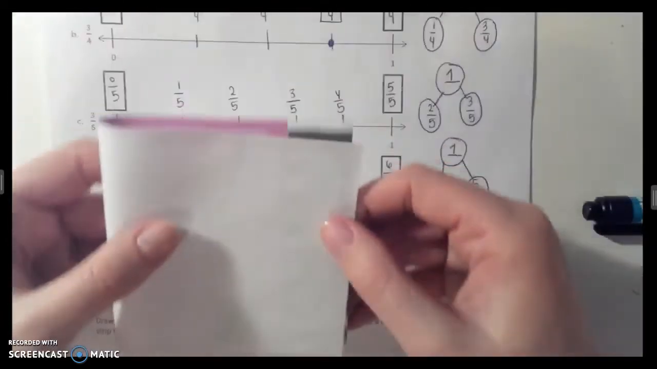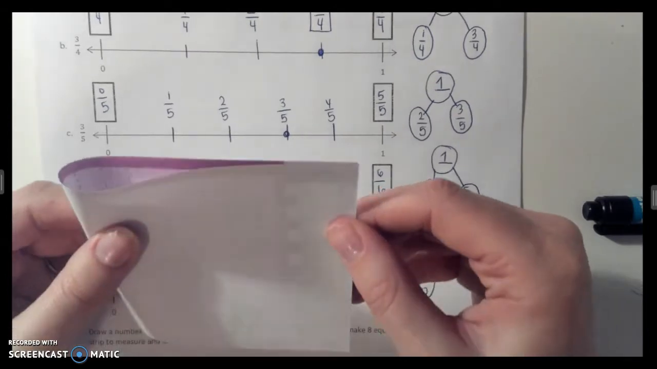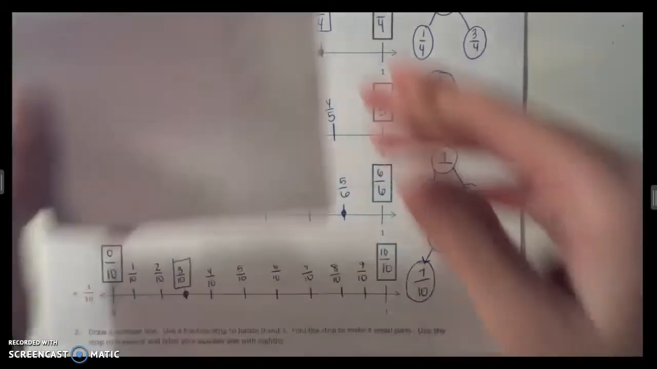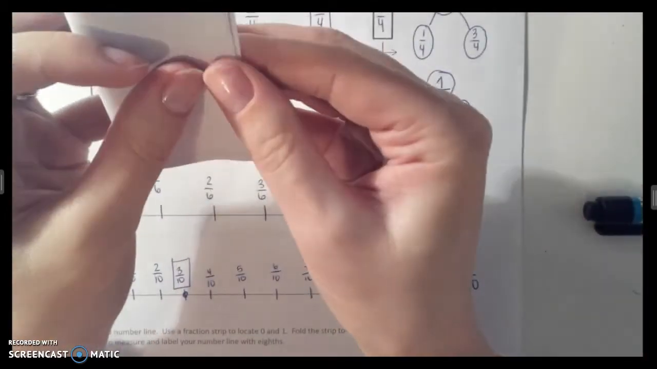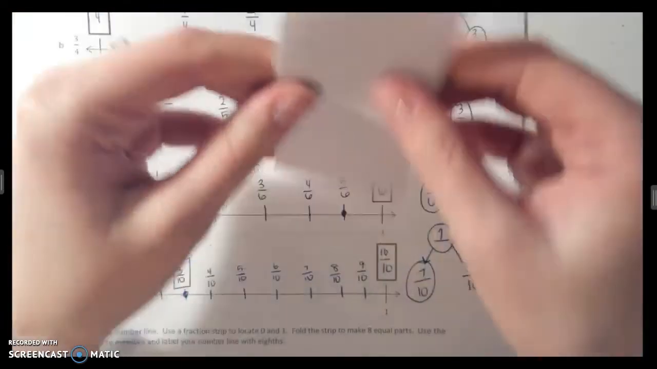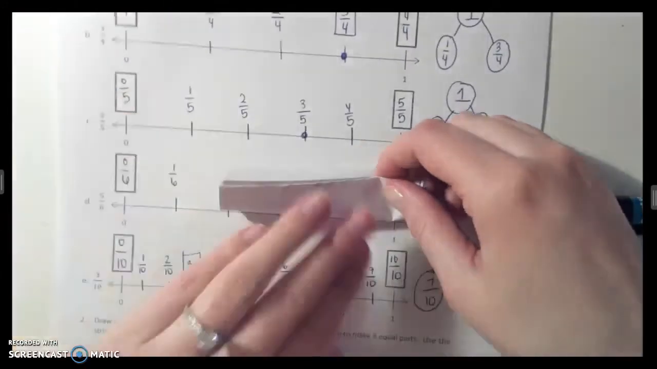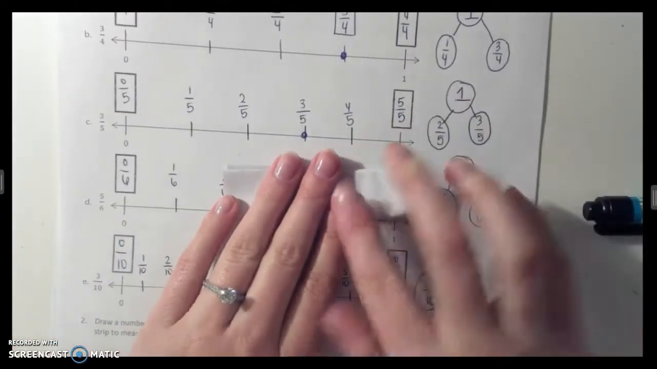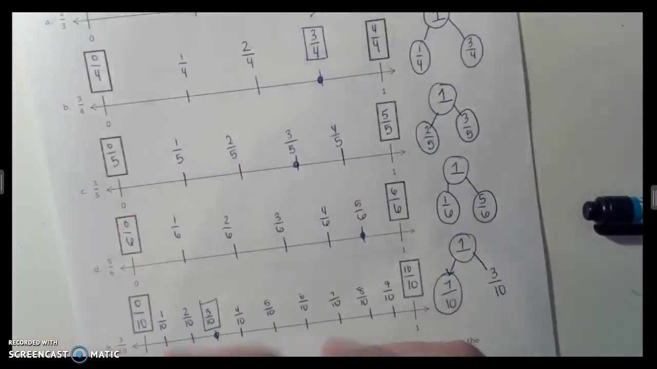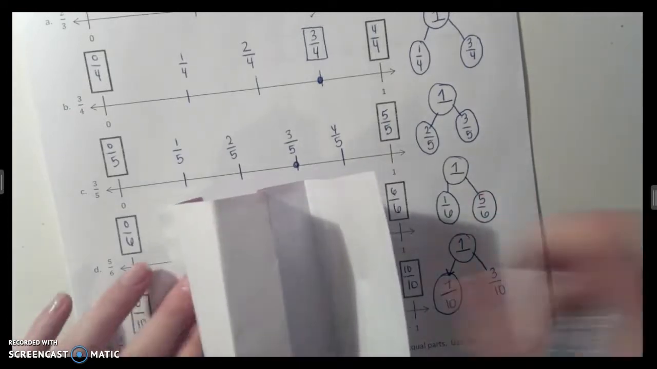So you can fold it in half like this. That'll make 2 equal parts. And then another fold will make 4 equal parts. And one more fold should make 8 equal parts. Open it up and count my equal parts.